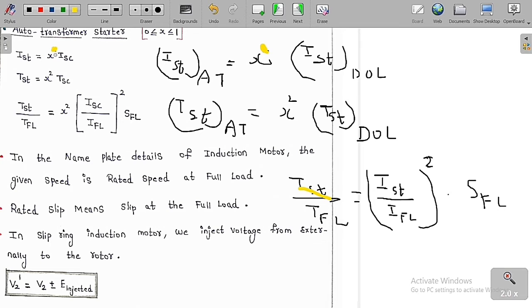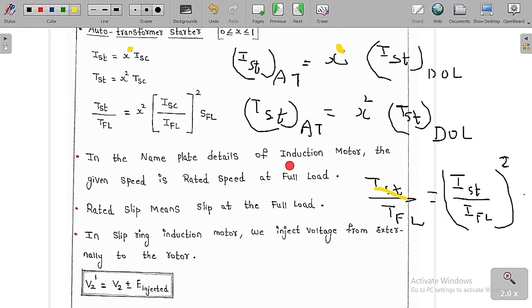So a small correction. This is not X square. This is X. Whereas the starting torque through auto transformer is equal to X square times the starting torque of DOL. So this is the important concept that you always have to remember. This is not X square, this is actually X, for the current.